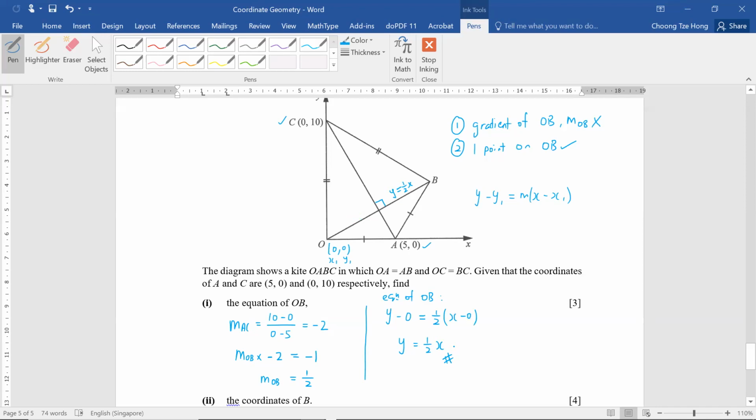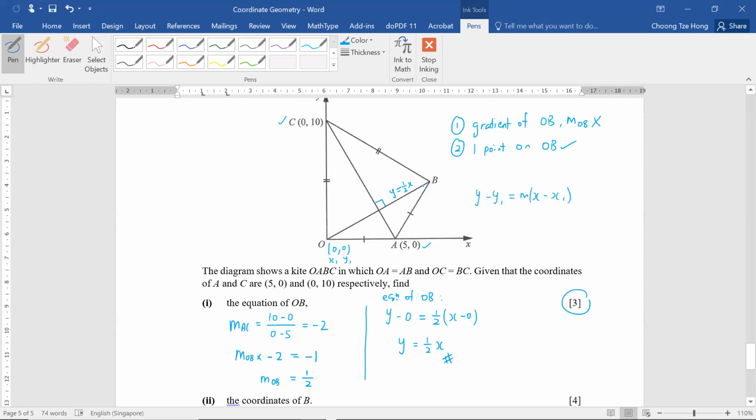Okay, let's look at part B. Actually not a difficult question for 3 marks. They want us to find the coordinates of this point B. If you think about this, there are several things you can think about. For the usual coordinate geometry question, point B lies on the line AB, and then it lies on the line BC.